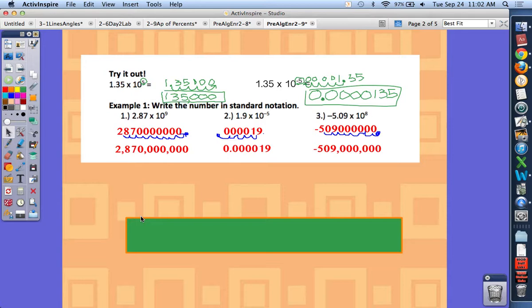2,870,000,000 for the first one. This would be tens, hundreds, thousands, 10,000s, 100,000s, millions, so 19 millions. And then negative 509 million as well. Take a look. The negative does not matter on the number. Okay, the first number, it can be negative. That's fine. We just keep that. What matters is the negative on the exponent. That's going to tell you which way to move it. Check your work. If you got them incorrect, please make corrections.